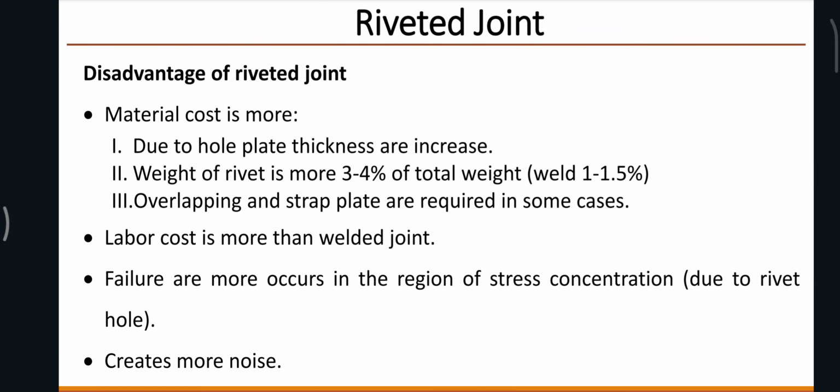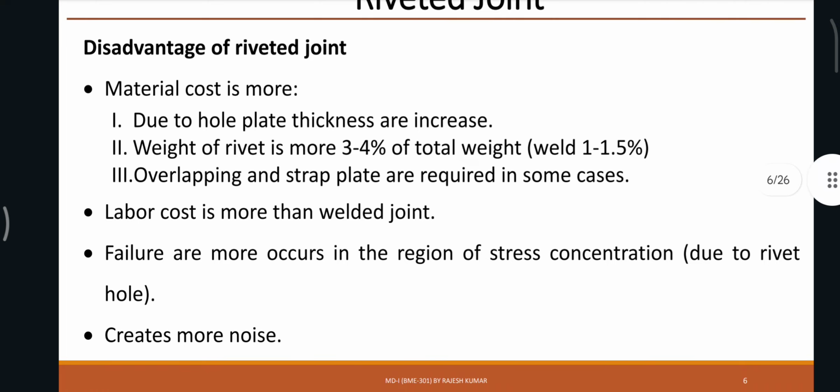Disadvantage of riveted joint: material cost is more, due to holes plate thickness is increased. Weight of rivet is 3 to 4% of total weight, whereas welding has 1 to 1.5%. Overlapping and strap plate are required in some cases. Labor cost is more than welded joint. Failures more often occur in region of stress concentration due to rivet hole. Riveting also creates more noise.